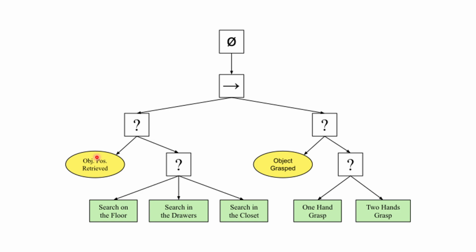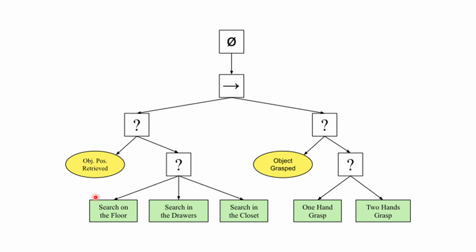So the condition is whether the objective position has been retrieved. If this returns false, then we will continue on with the execution, because this is a selector node and it will keep on going until one of its children succeeds. So it will go to this branch here, and then it will go into another selector node, which branches into 3 different actions. It searches on the floor.